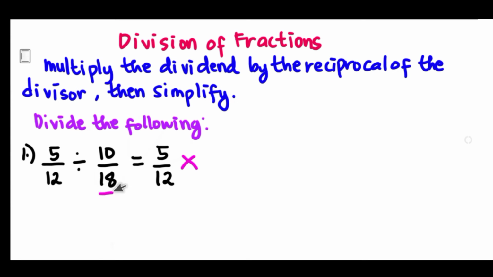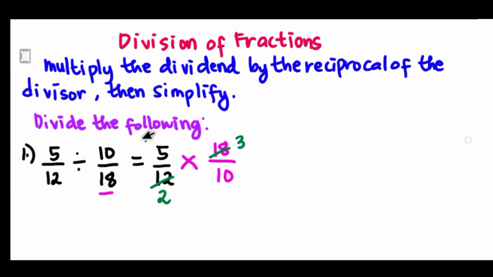Ito po yung divisor natin. Babalik ta rin lang po natin. Kung ano po yung nasa denominator, yun po yung mapupunta sa numerator. And then, kung ano po yung numerator, mapupunta po sa baba. Magiging denominator siya. So, try natin kung pwede tayo mag-cancel. So, dito muna, 12 and 18. Meron pa po bang pwedeng i-divide maliban sa 1? And that is 6. Yung kanila pong GCF. So, 12 divided by 6 is 2. 18 divided by 6 is 3.